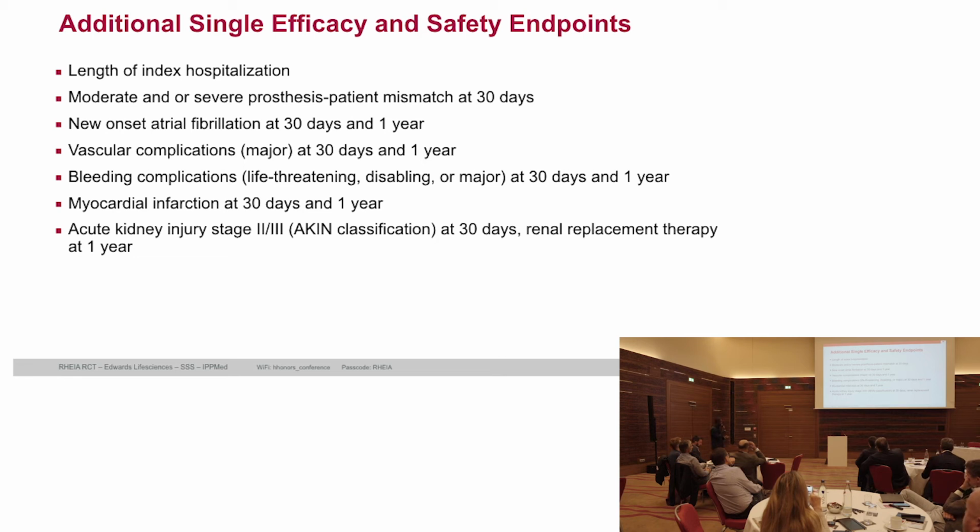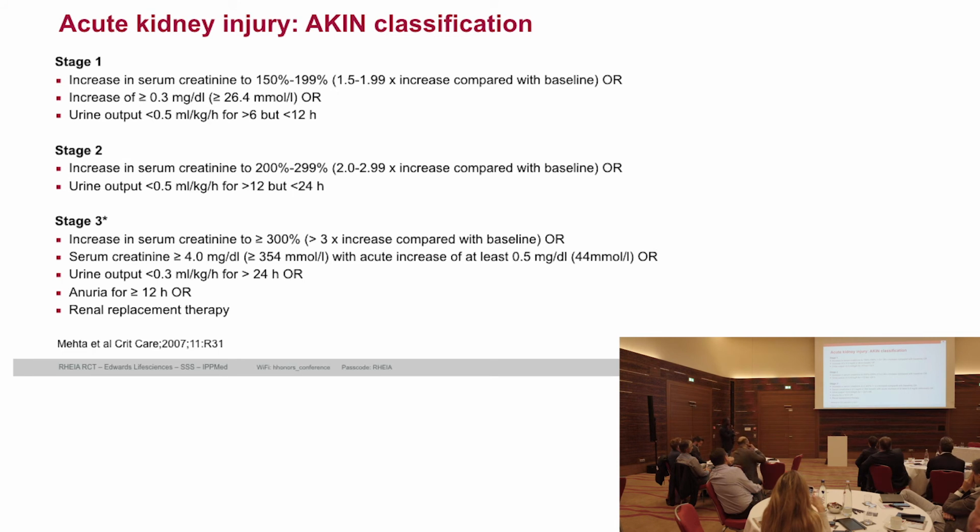Acute myocardial infarction at 30 days and 1 year, and acute kidney injury, stage 2 to 3, according to the AKIN classification. It's the one that is promoted by the VARC-2 consensus. So it's a specific assessment. We're not going to go through the details, but just to tell you that it's a combination of the rise and progression of the creatinine level, the decrease of the urine output, and so on. And then we can classify the patient between stage 1, 2, 3. We're going to focus on the most aggressive complications, stage 2 and 3 acute kidney injury, for our patients.